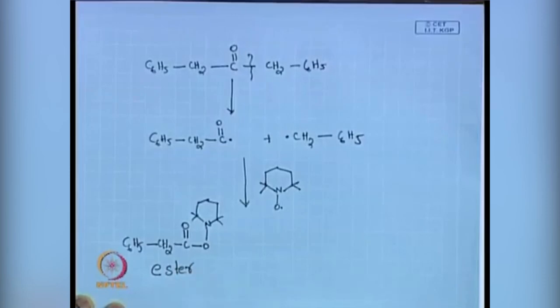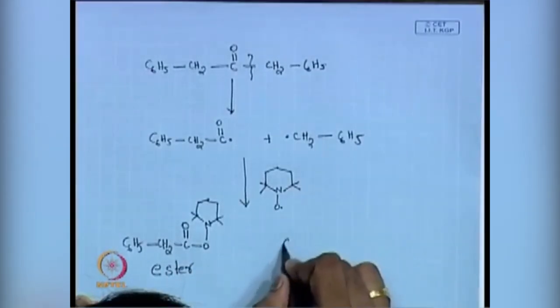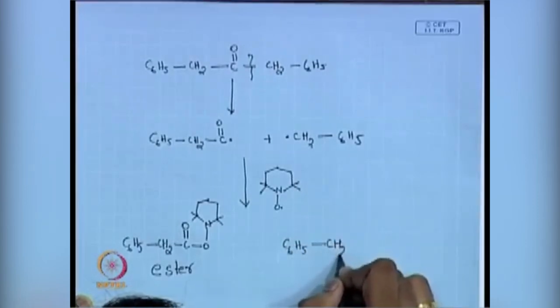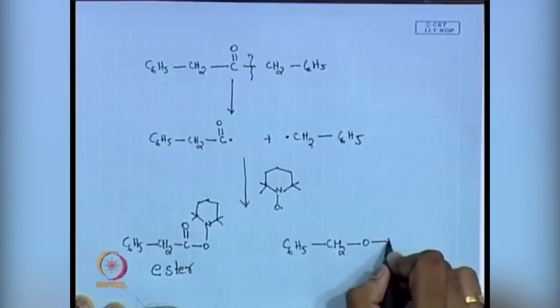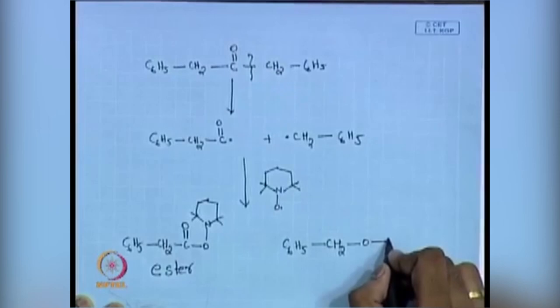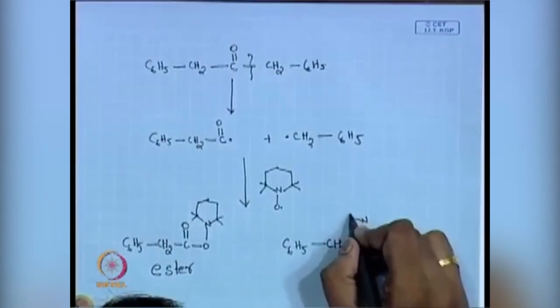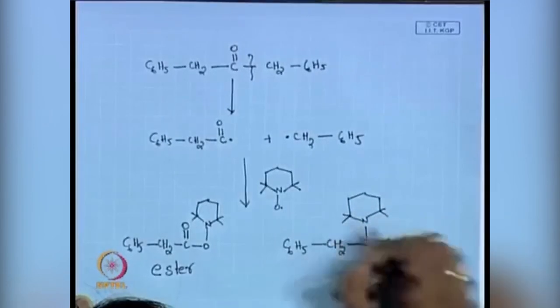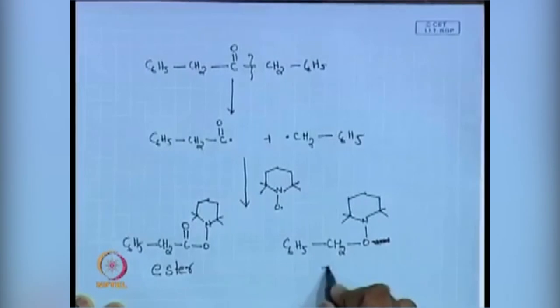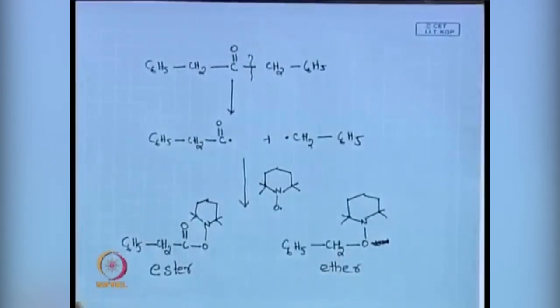Okay, you can get your ester, or if it is going to trap here, then you will get C6H5CH2O. I can write it in this way itself. So you can get your ether. Now these products are stable, so you can isolate these products and take a number. From that you will know whether in this reaction you actually get the acyl radical or the alkyl radical. Fine.